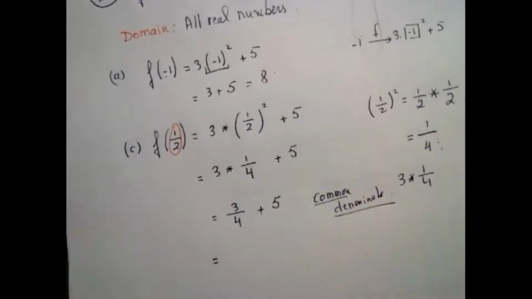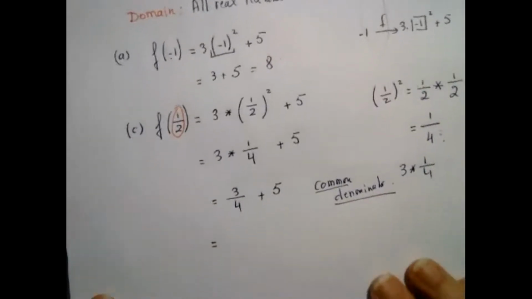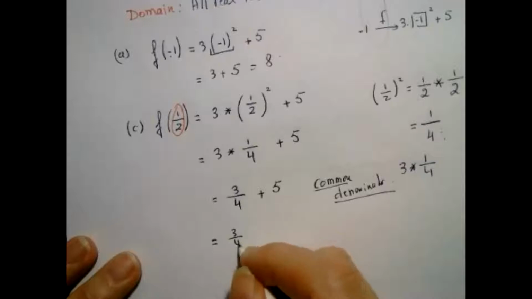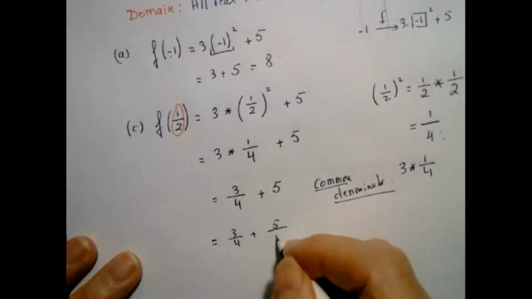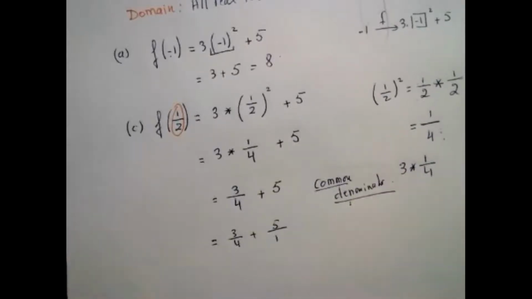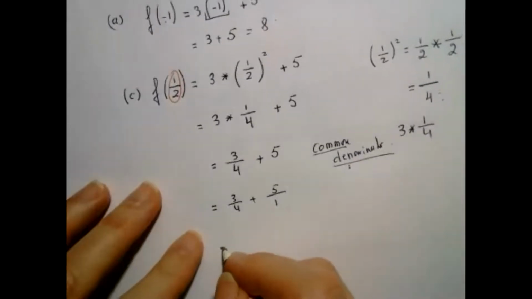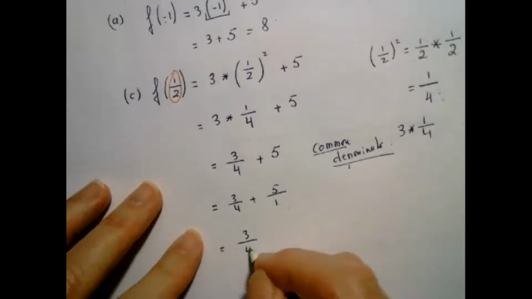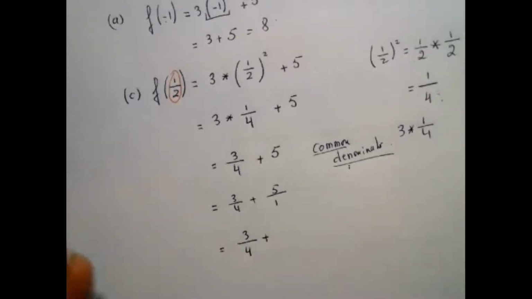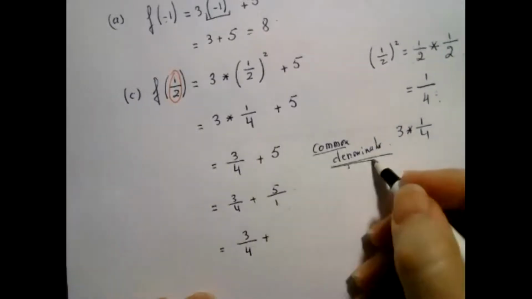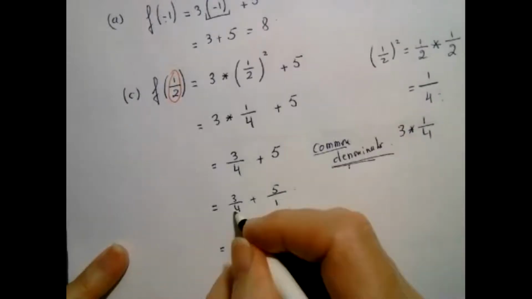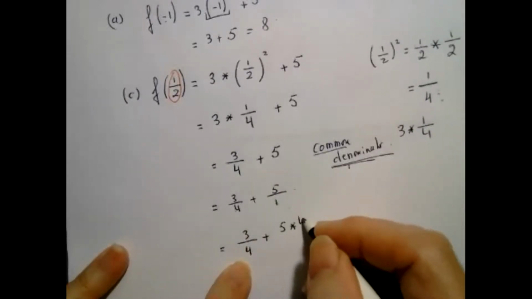Right, so we look for a common denominator, right? So 3/4 plus 5/1, that's correct. But now I want a common denominator because to be able to combine those, I need a common denominator. Otherwise, I can't really combine them. So what's the common denominator here? It's going to be 4 because you have 4 and 1.